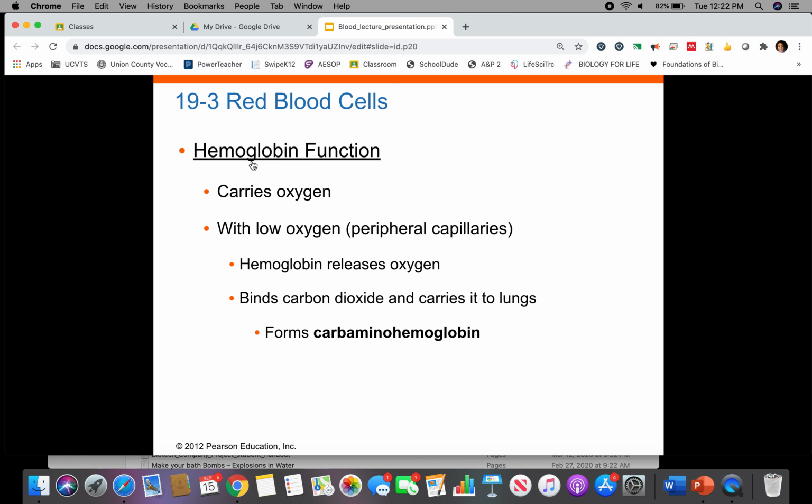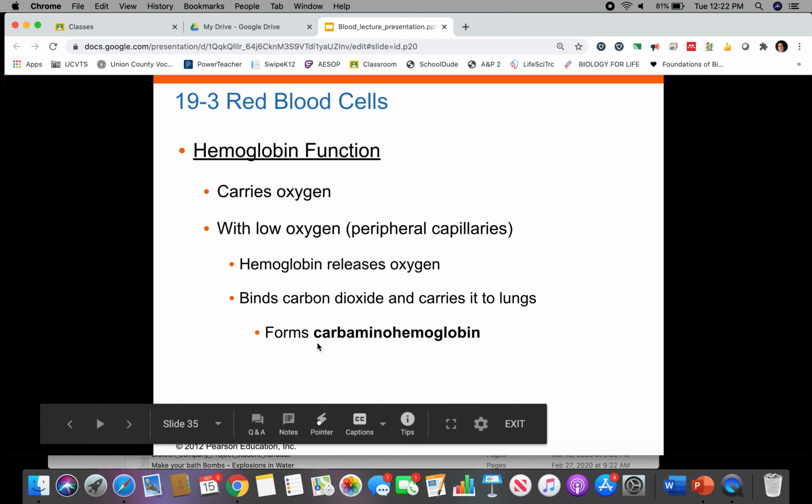And hemoglobin's main function is carrying oxygen from high oxygen concentration areas like the lungs to low oxygen concentration areas. In the low oxygen concentration areas, hemoglobin will release the oxygen, and it is going to pick up carbon dioxide and convert to carbaminohemoglobin and transport it back.